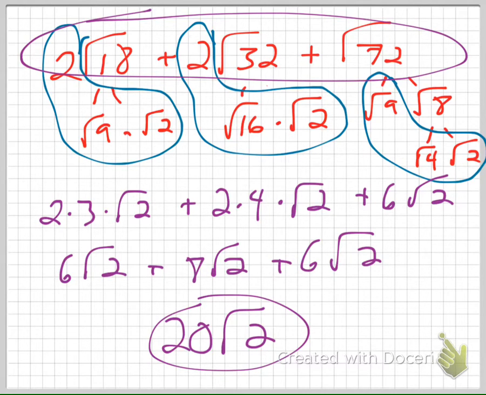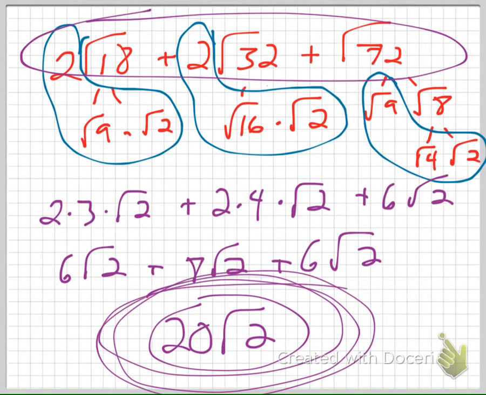2 times the square root of 18 plus 2 times the square root of 32 plus the square root of 72 does not look like it's going to end up being this clean. But it ended up being that way. You guys try one of those.